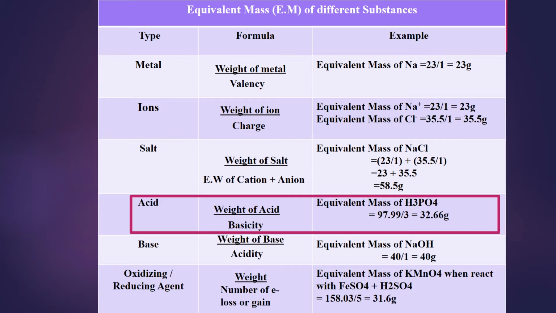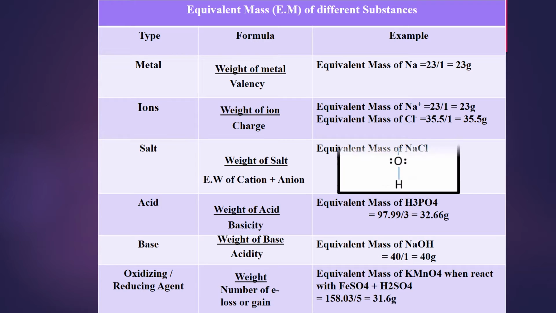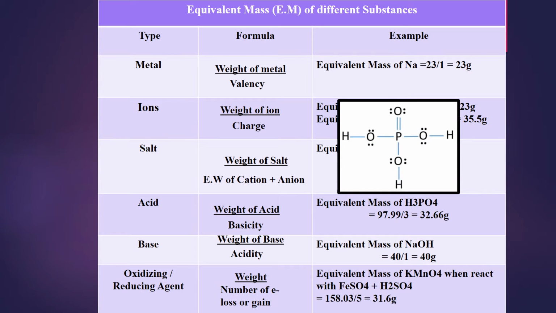For calculating equivalent mass of acid, divide molecular weight of acid by its basicity, where basicity is the number of replaceable hydrogen ions in any acid. For calculating equivalent mass of phosphoric acid, divide molecular weight of phosphoric acid by 3. As 3 is the number of replaceable hydrogen ions in phosphoric acid.